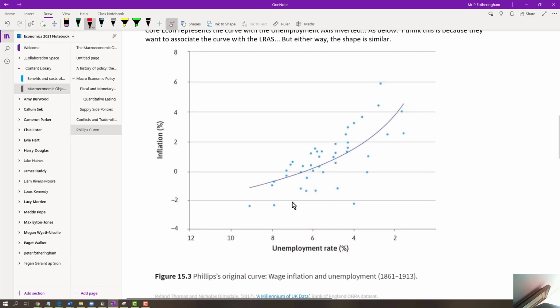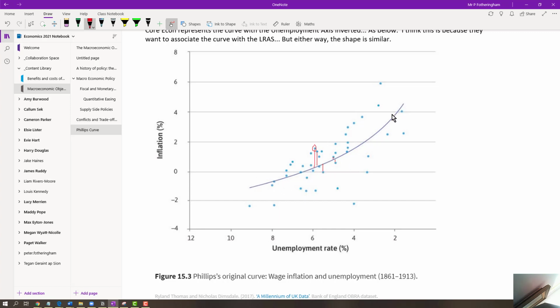But the CORE Econ text takes a different stance on this. It's the same idea. Those points are still these points, and they are still regressed. So we average out the difference between these points, and we find a curve, and that's what the curve looks like.